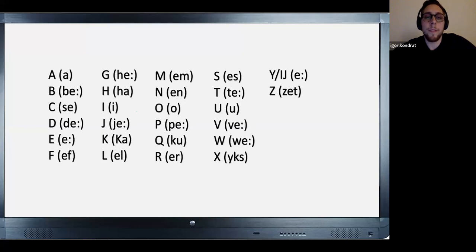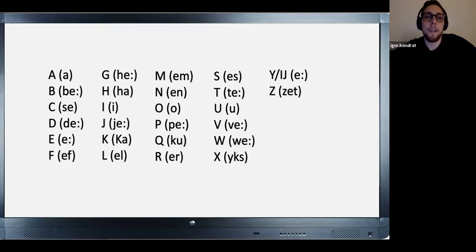J. J. Like jas. Jacket. K. Like kaas. Cheese. L. Like leuk. Like something nice or fun. Leuk. L. M. M. N. N like neus, like a nose. O. Like oog, like an eye. Oog.